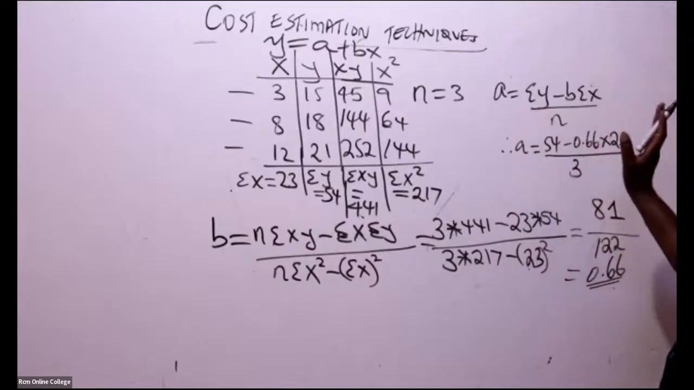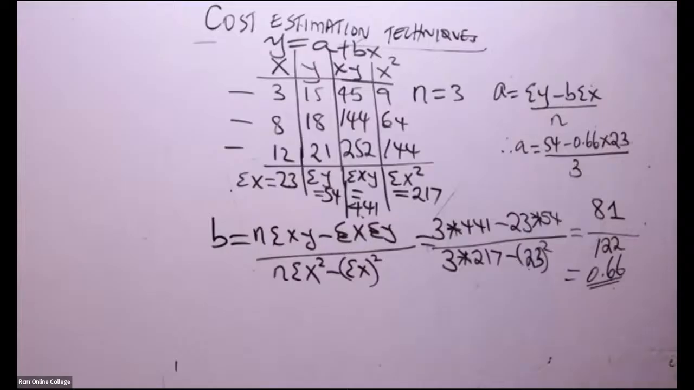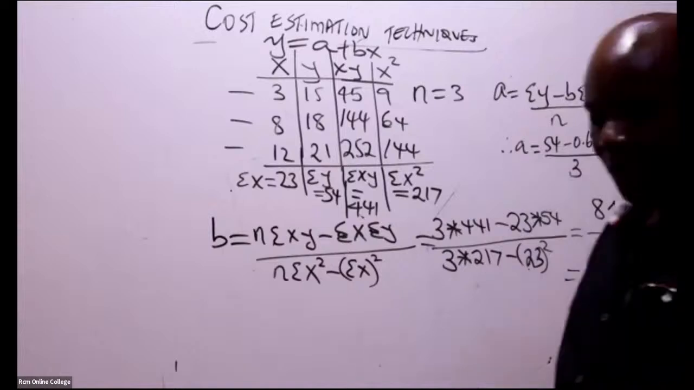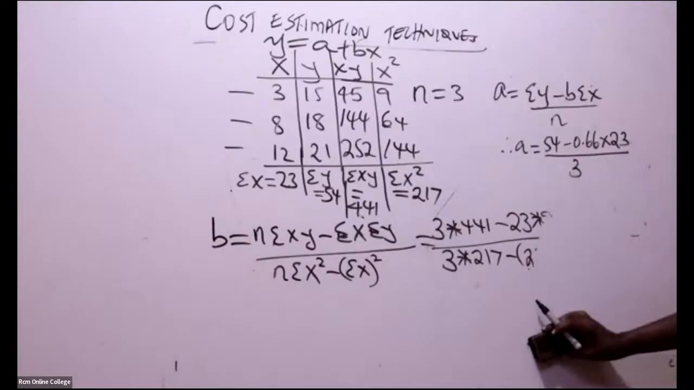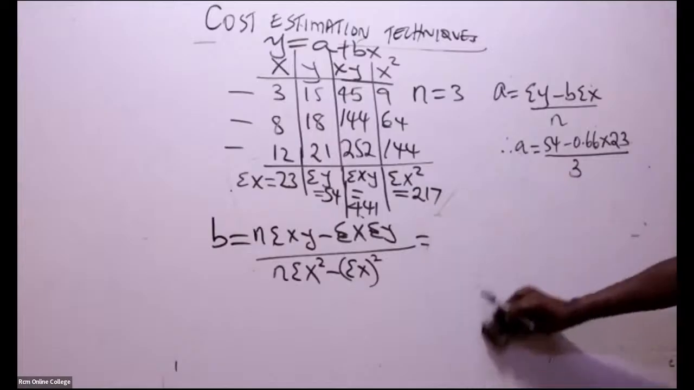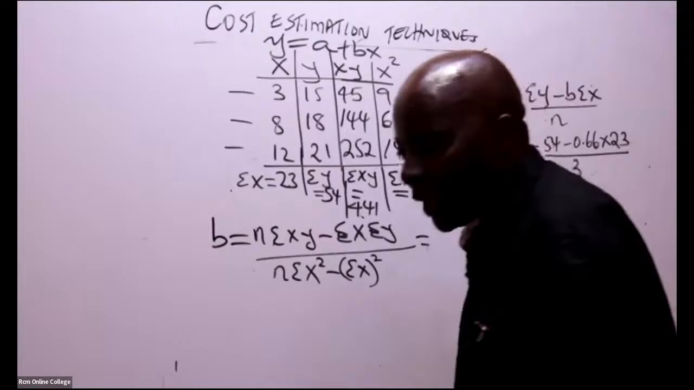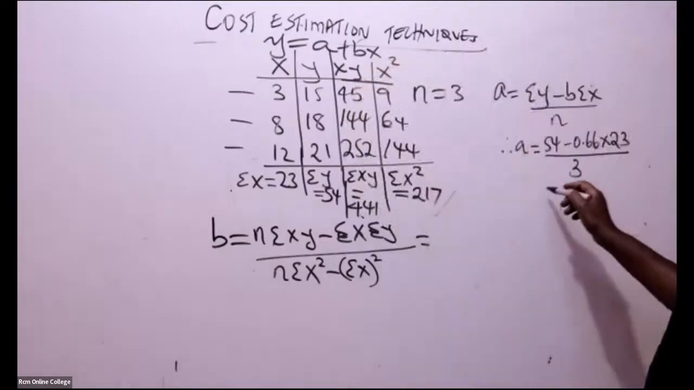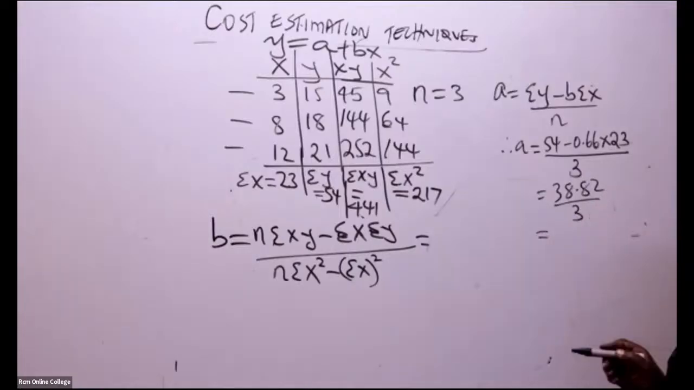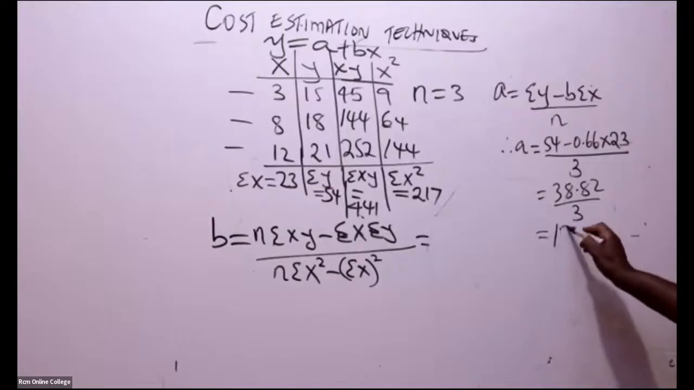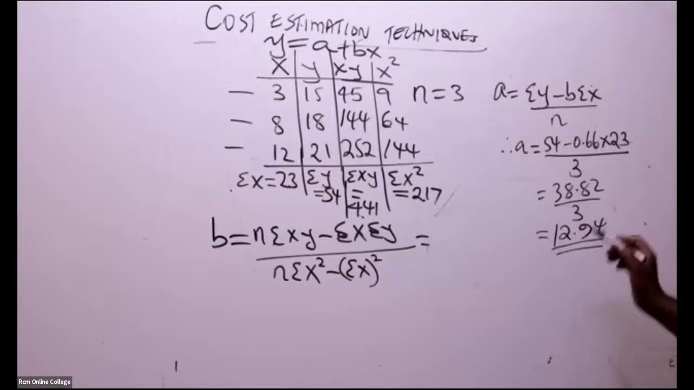Again, get the top line first. So 54 minus 0.66 times 23. What shall we be able to get at the end of the day there? Top line first. So are they giving me the final answer? 38.82. So 38.82 is the top number divided by 3. So the final answer will end up giving us 12.94, isn't it? 12.94.